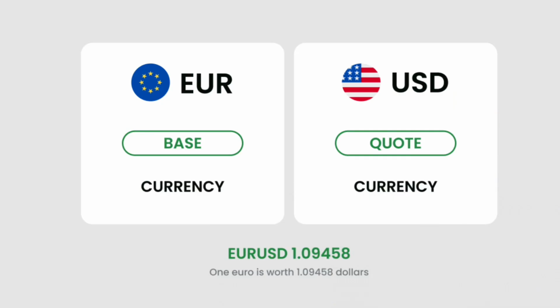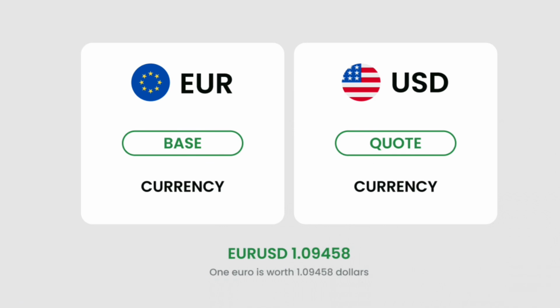Currency pair naming combines two currencies. The first represents the base currency, and the second represents the quote currency. So since Forex is the exchange between two currencies, the buying and selling of two currencies simultaneously, you will always find currencies paired. The first is called the base currency, and the second is called the quote currency.